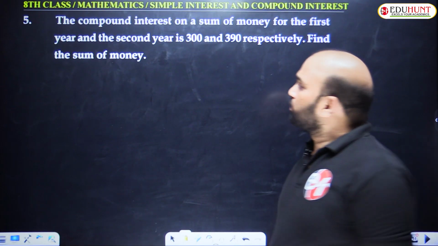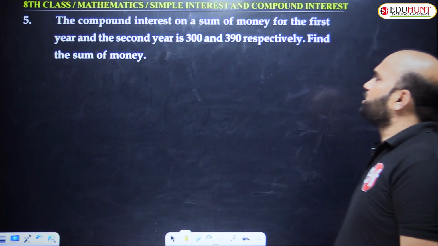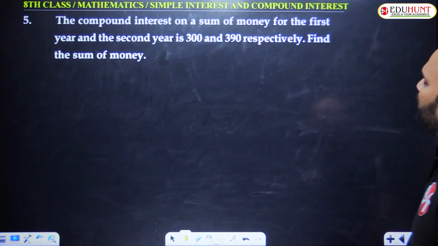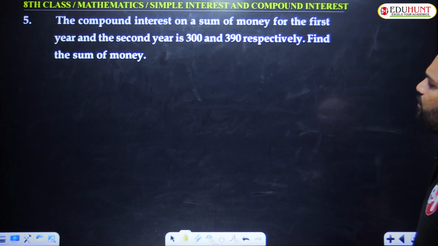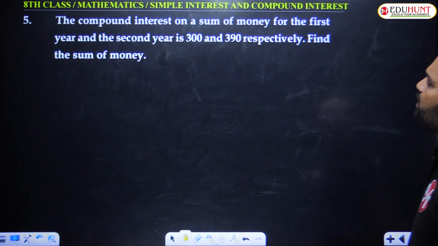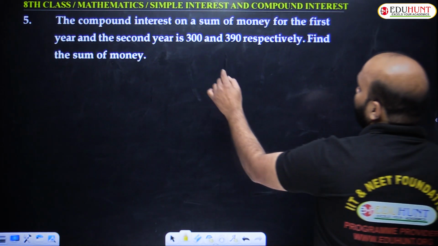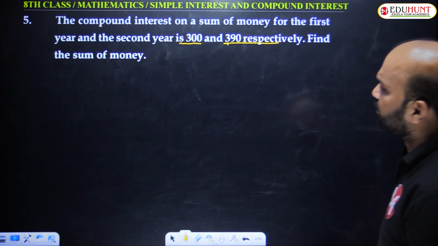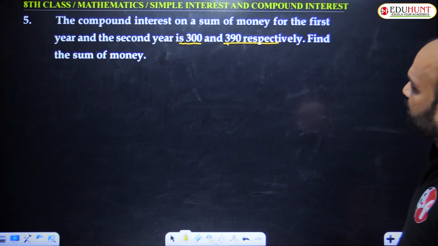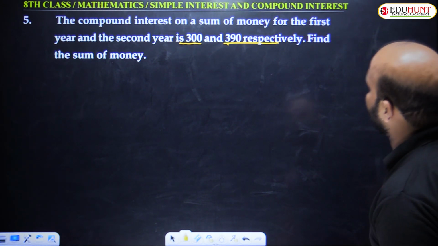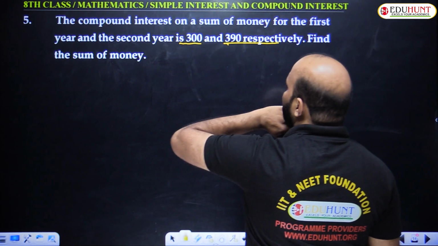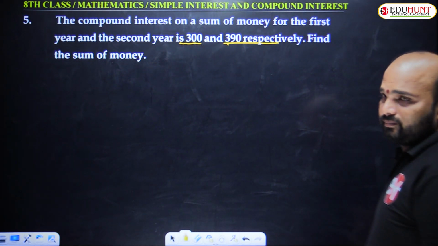Am I clear? So let's go to question number 5. The compound interest on a sum of money for the first year and the second year is 300 and 390 respectively. Find the sum of money. So clearly we need to notice that in that question what I am given, first year interest 300, second year interest 390. But question what I am asking, sum of money. So sum of money nothing but principal. You don't know principal value.